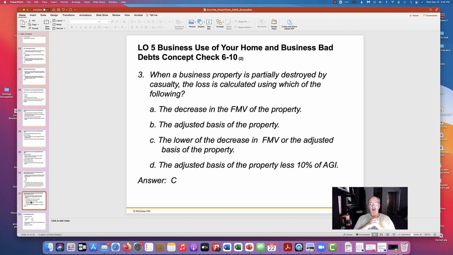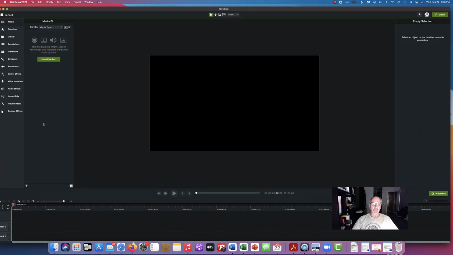When a business property is partially destroyed by casualty, the loss is calculated using which of the following? The decrease in the fair market value, the adjusted basis, the lower of the decrease in fair market value or the adjusted basis of the property, less 10% of AGI. The answer is C.